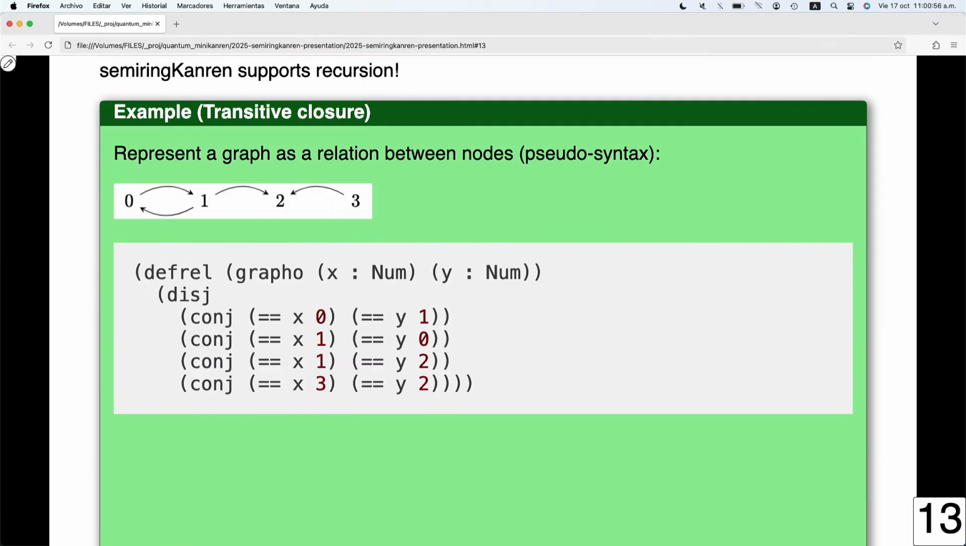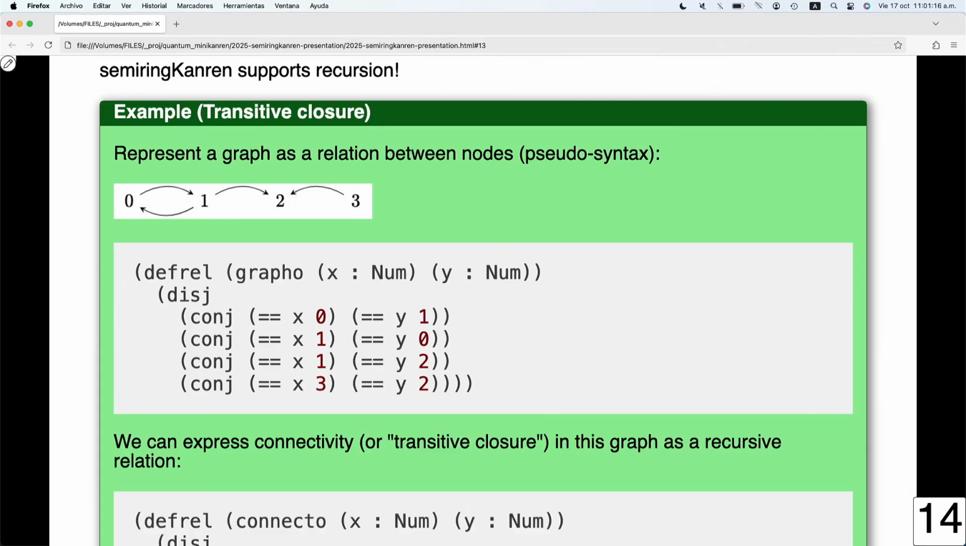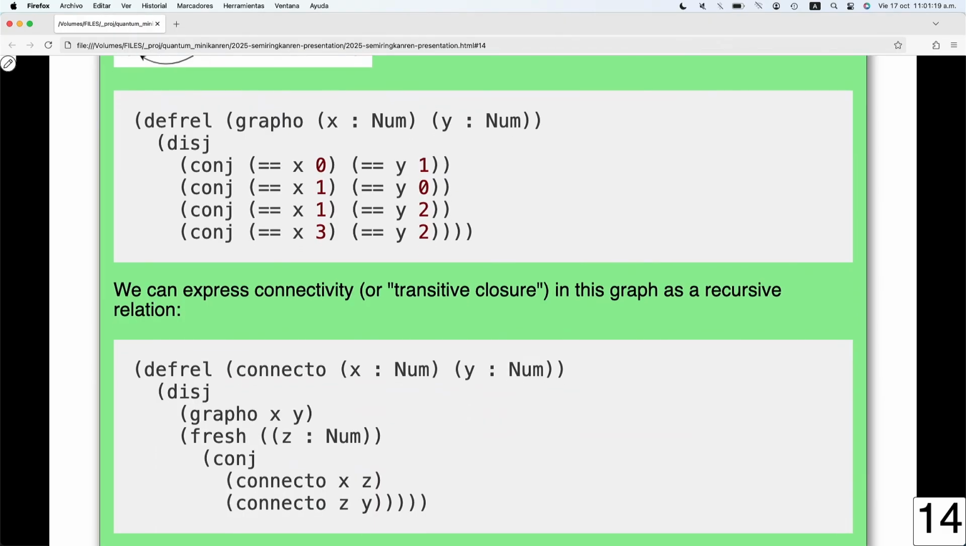So semiringKanren supports recursion, as one would hope. As an example, we'll do transitive closure, or graph connectivity. We can represent a graph as a relation. Here we have 0 is connected to 1, and 1 is connected to 0, so you can see that it matches the graph. We can express connectivity with this connector relation. Either there's a direct connection between 2 nodes in the graph, or there's some intermediate node that connects the first and final node arguments.